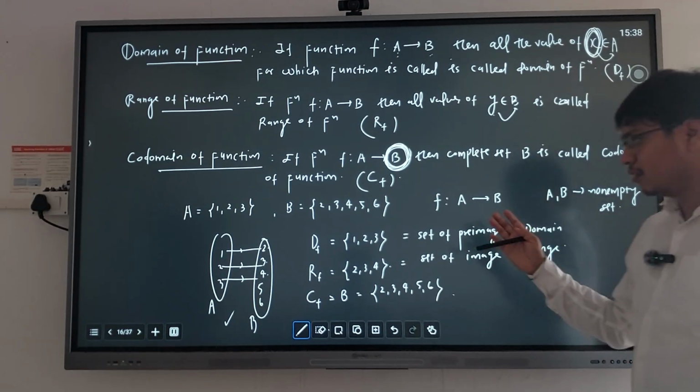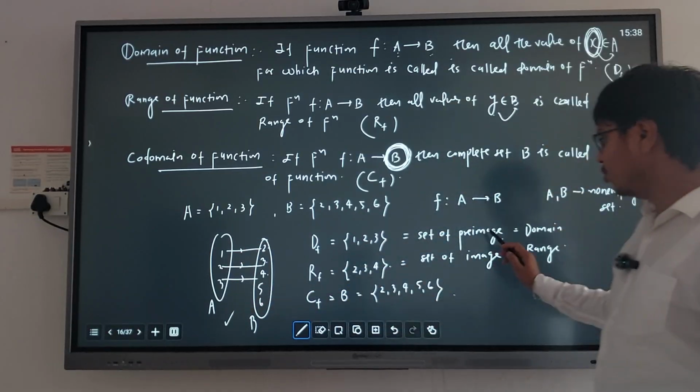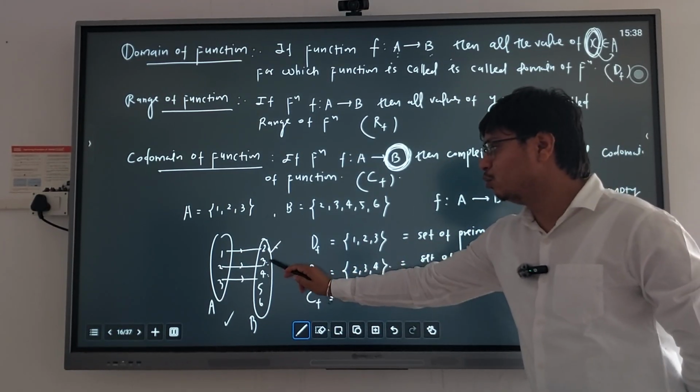So we have to have an idea about this. The set of pre-images is the domain, and 2, 3 and 4 are the images.